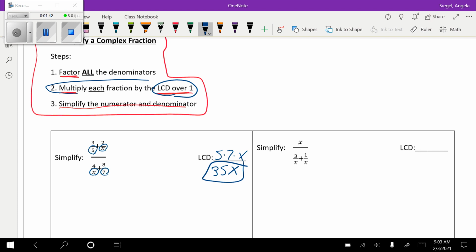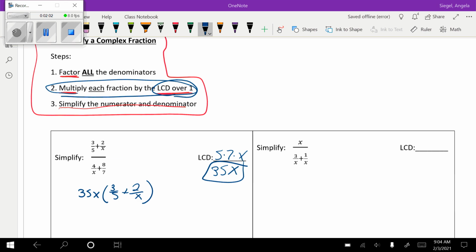So what we're going to do is multiply each fraction by the LCD over 1. Basically, I'm multiplying both the top and the bottom by 35x. Notice this equals 1, so I'm not changing the value of it. I'm just getting rid of the yucky fractions.